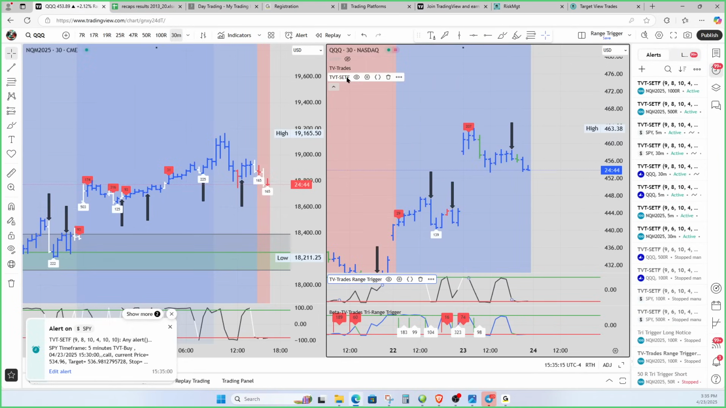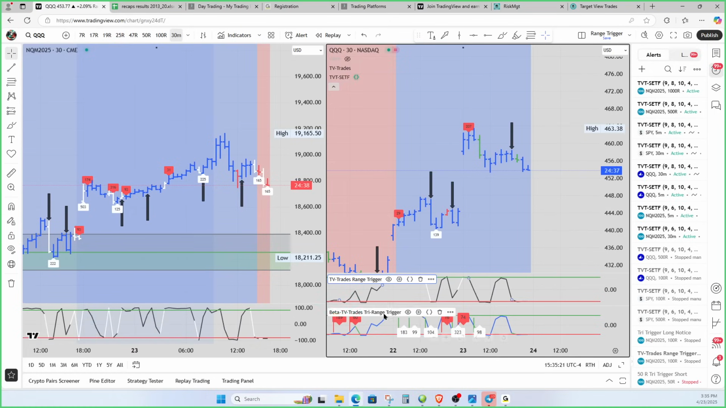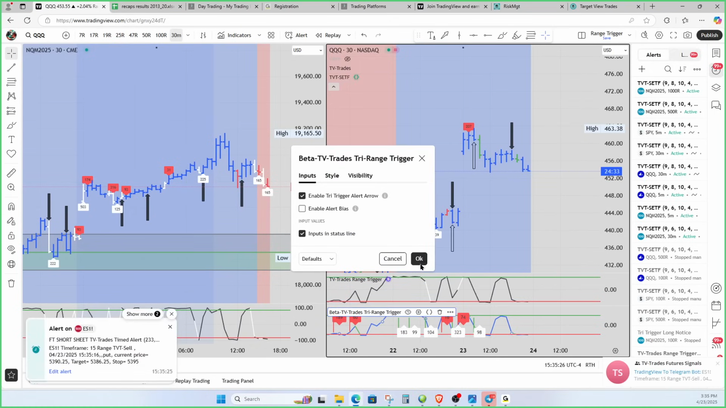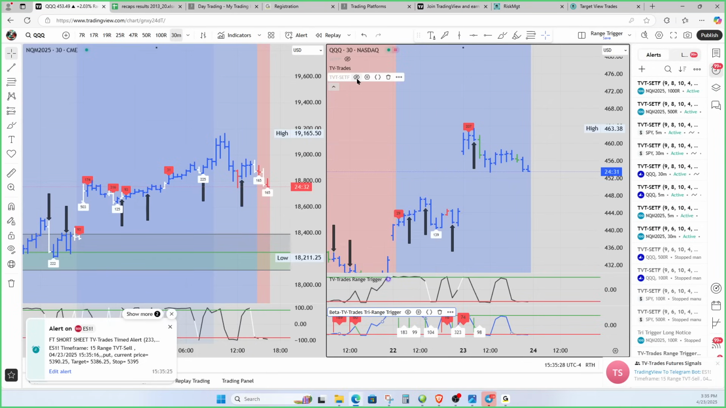This black arrow doesn't. This black arrow is from the swing trade. Okay, there is no label associated with that one. I know, didn't I have something in here too? Yeah, enable the try trigger or arrow. That's what you're talking about. Okay, you're talking about this one.